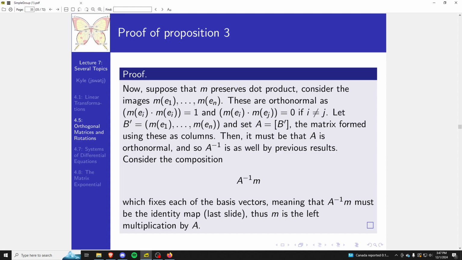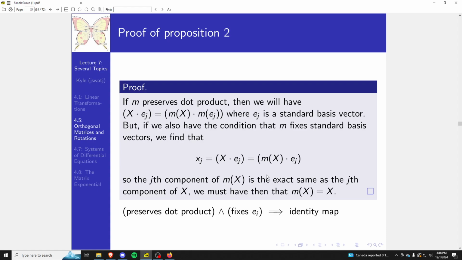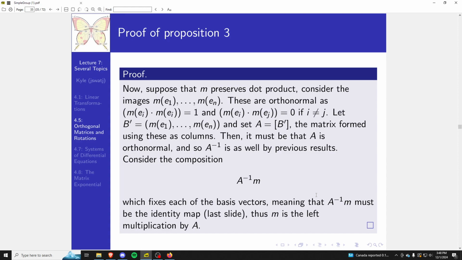We talked about the group of motions before. And so we consider the composition, which is A inverse times M, the map, which fixes each of the basis vectors because of the way that it's constructed. And so this has to be the identity map because of what we showed before, that if we had a map that preserved dot product and fixes each of them, then it has to be the identity. And so M, multiplying on both sides, would be exactly left multiplication by A, an orthogonal matrix, which is what we wanted to show.